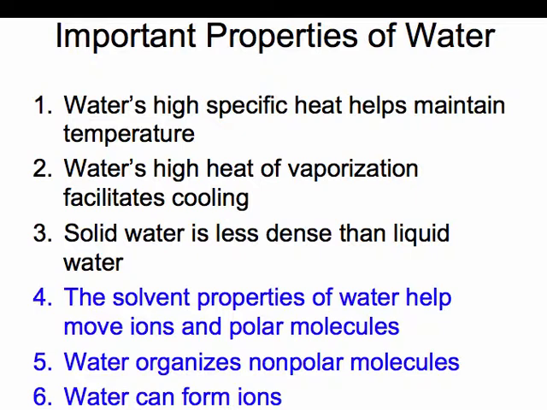Here, though, we want to look at 3 important properties, and those are listed in blue on this slide. We're going to look at the solvent properties of water. Water is actually known as a universal solvent. We're going to look at how water organizes other molecules and how water can form ions. And because water forms ions, that's why we are interested in the pH of solutions and acids and bases.